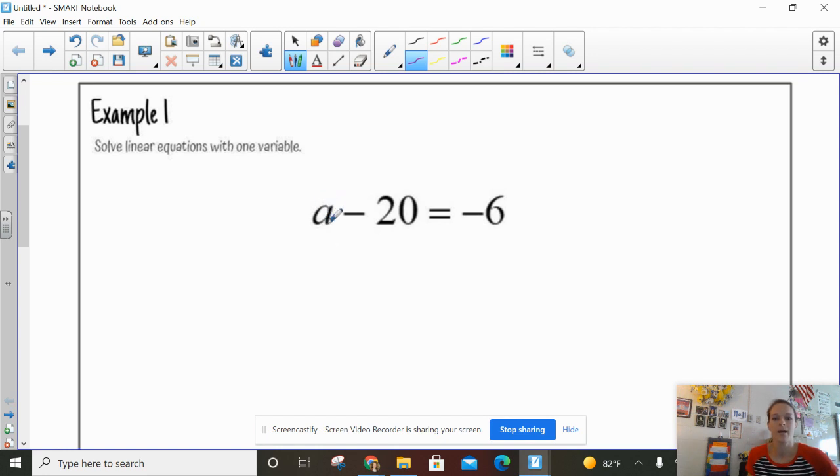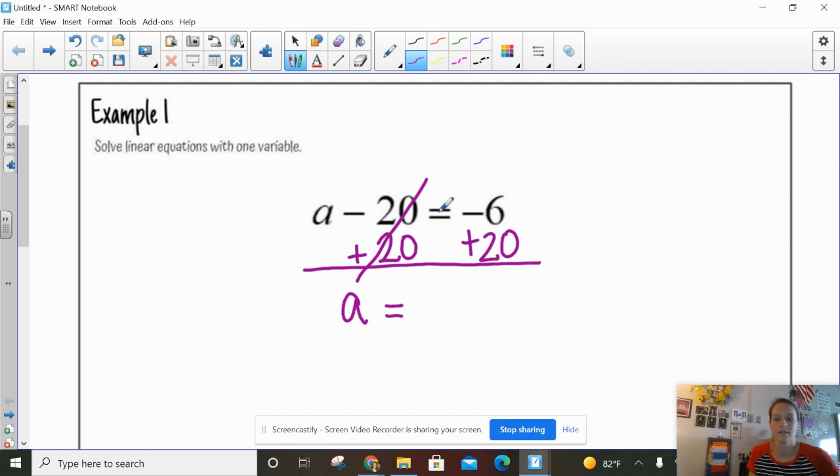So here I want to get a by itself, and this is essentially saying some number minus 20 equals negative 6. Okay, so what I want to do to get this a by itself is get rid of this negative 20. So I'm going to add 20 to both sides. Remember, whatever you do to one side of an equation, you always do to the other. These will cancel. I'm going to bring down my a and my equal sign. And the negative 6 plus 20 is 14. And so now a is by itself, and that is my answer.